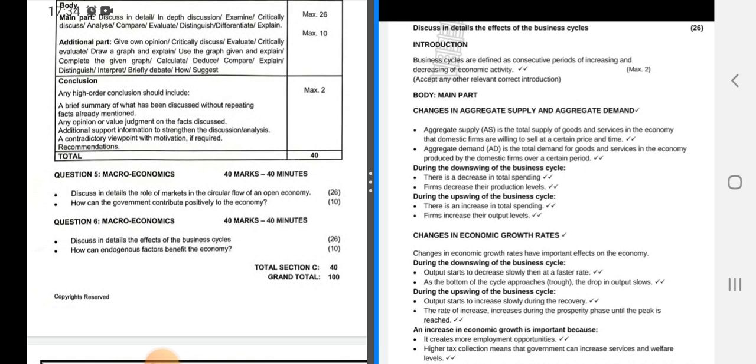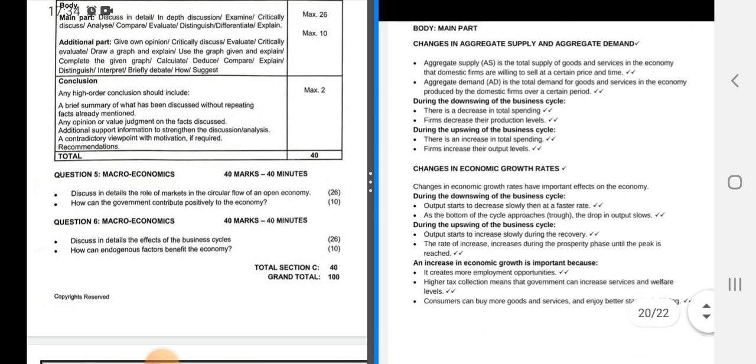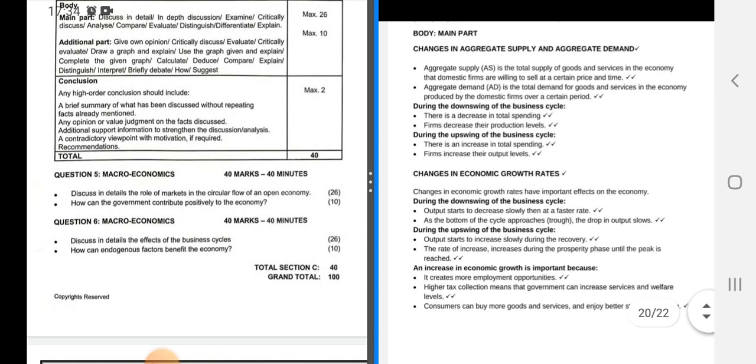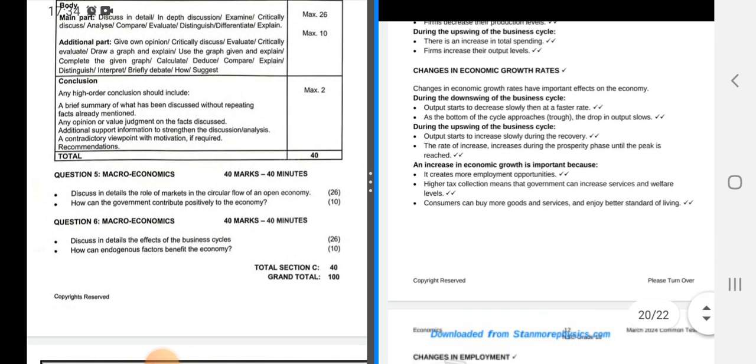Change in aggregate supply and aggregate demand. So aggregate supply is the total supply of goods and services in the economy that domestic firms are willing to sell at a certain price. And then during the downswing of the business cycle, there is a decrease in total spending. During the upswing in the business cycle, there is an increase in total spending. We are asked to discuss the effects of the business cycle. So changes in aggregate demand, this is how the business cycle affects the economy.